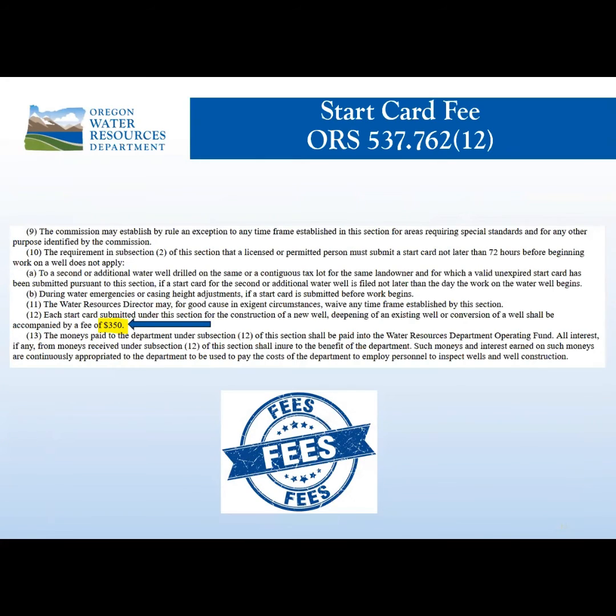Here's where you can locate information about the start card fee, and that is in statute. So ORS 537.762, item 12. If you're taking the exam and the exam asks you a question regarding the amount of fee required for a start card, this is where you can locate it. You'll see it's highlighted. The cost of a start card fee currently is $350.